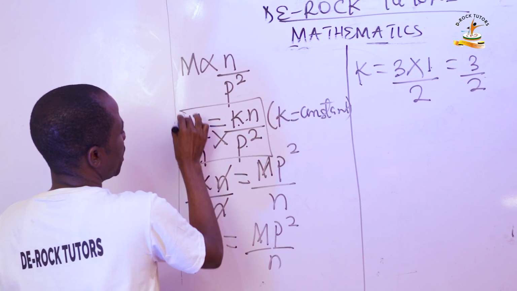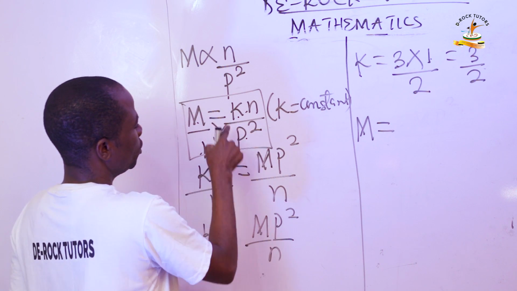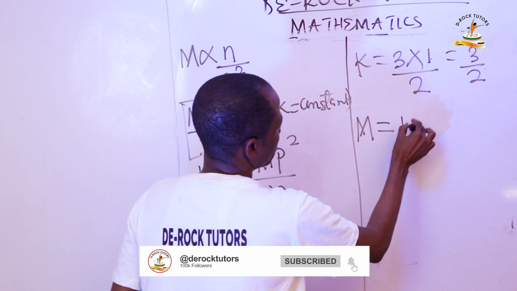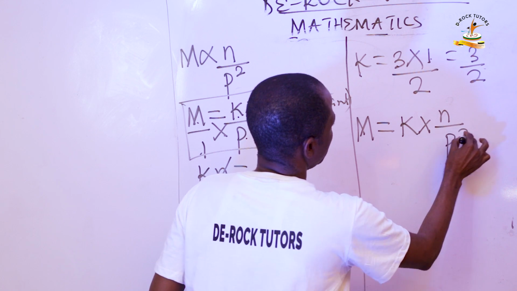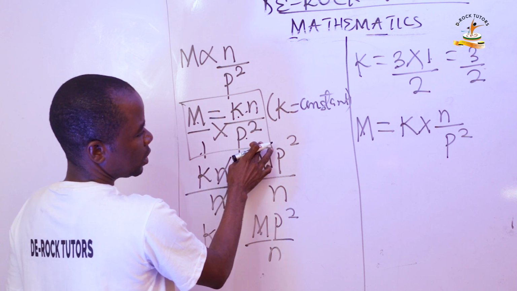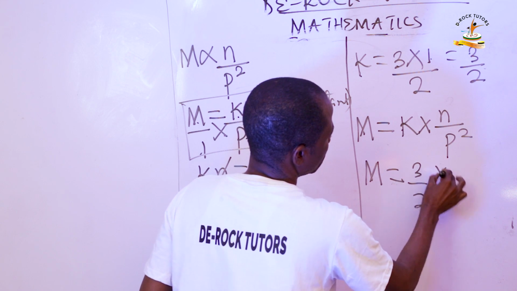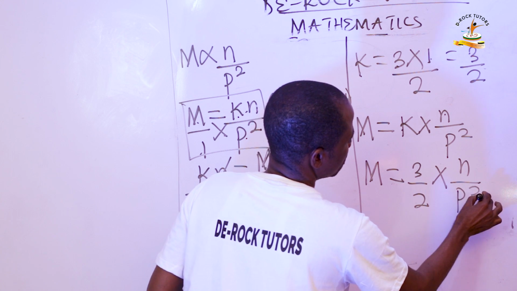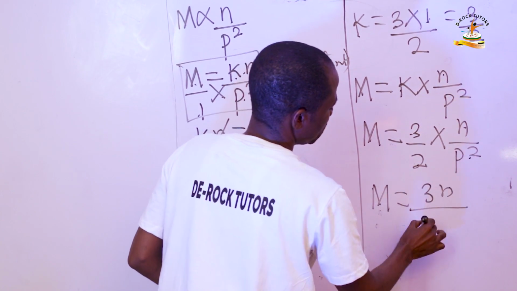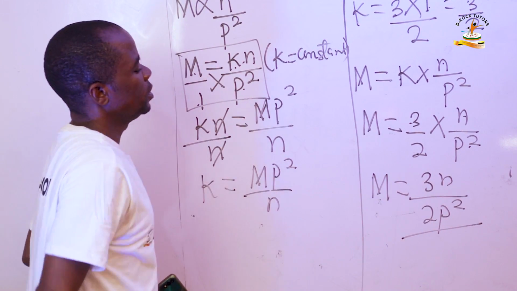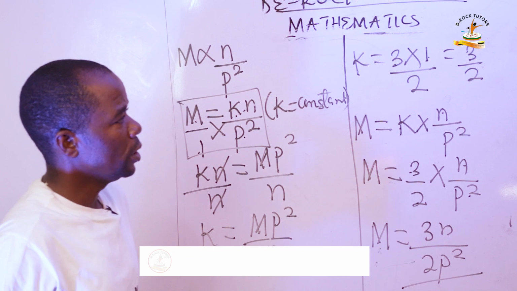Then we come back here and substitute back the value of k. So this expression becomes m is equal to, don't forget, kn all over p squared, which can be written as k times n all over p squared. So that our m now becomes k, that's 3 over 2, times n all over p squared. And our final answer becomes 3 times n, that's 3n, all over 2 times p squared, that's 2p squared. That is the answer. m is equal to 3n all over 2p squared, and that is option A. Let's go to number 10.